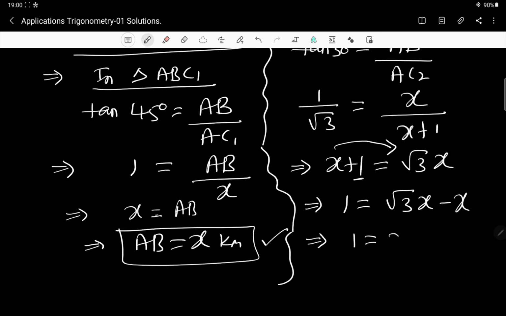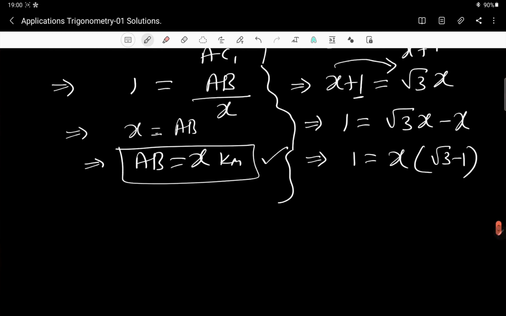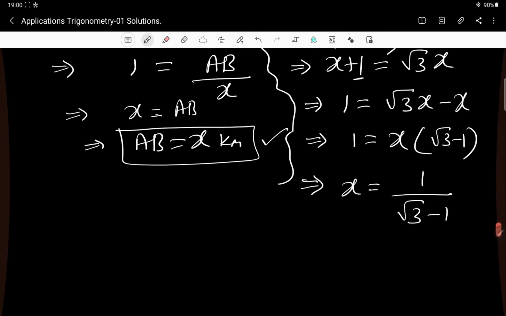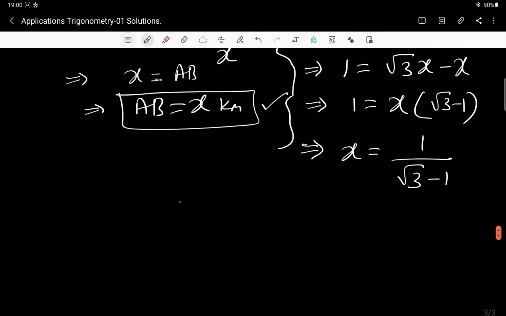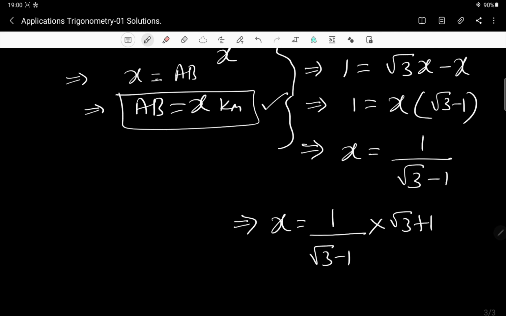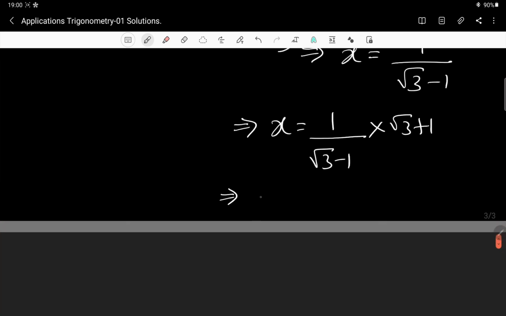Then 1 is equal to, you can take x common. If you take x common, what will remain there? Root 3 minus 1. Correct? So then x is equal to what? It becomes 1 divided by root 3 minus 1. Now you cannot keep it like this. You have to rationalize the denominator, no? So you know how to do that. So I'm going to do it here. x is equal to 1 by root 3 minus 1, into root 3 plus 1 divided by root 3 plus 1. That gives root 3 plus 1 in the numerator.